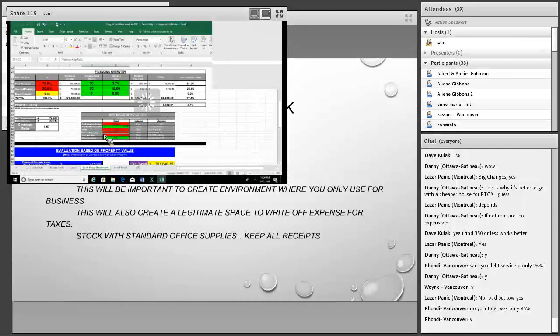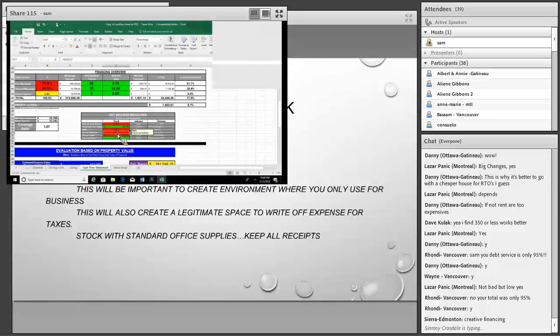Okay, so do you remember what I said about cap rate? Why cap rate's important to be around 10? Can anyone tell me why that cap rate needs to be around 10?